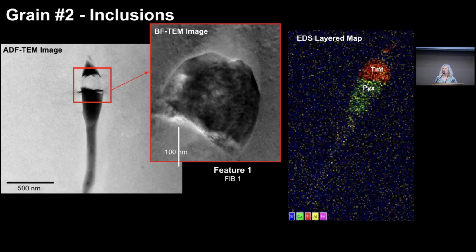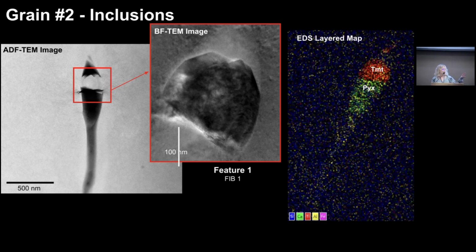Now I'm going to get into grain 2, as this has most of the features that we've seen so far. So this is kind of the first inclusion that we found, our first feature. I think it kind of looks like biological. It occurs along a subgrain boundary, and in the lower portion in its little tail, there is some glass.